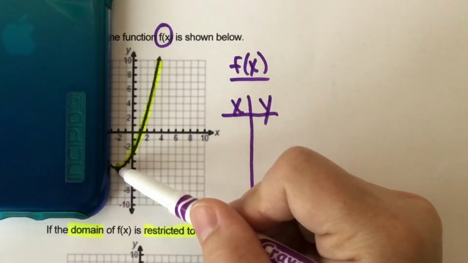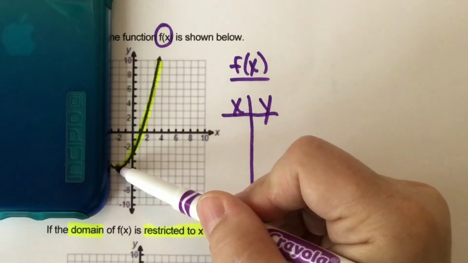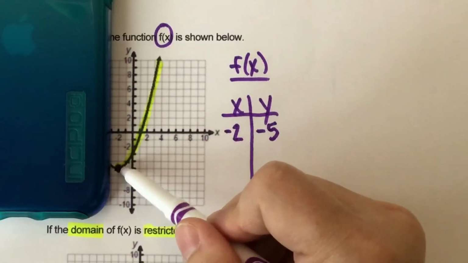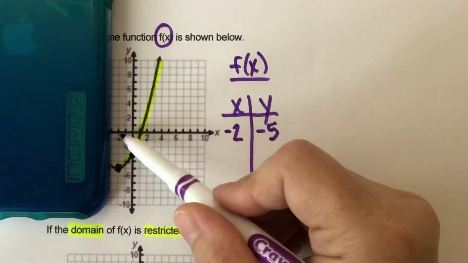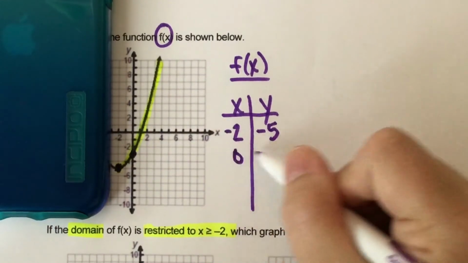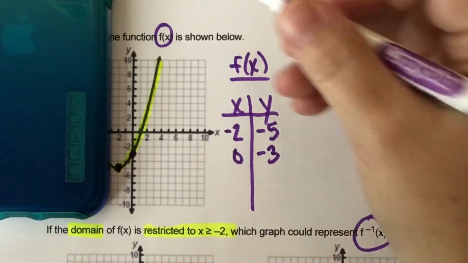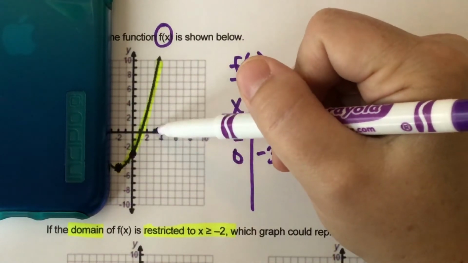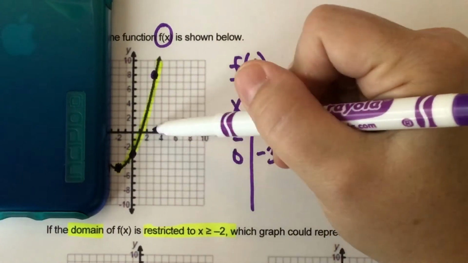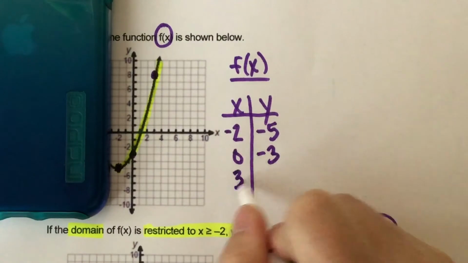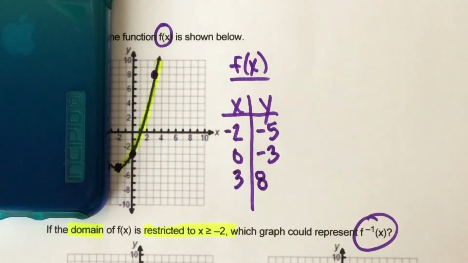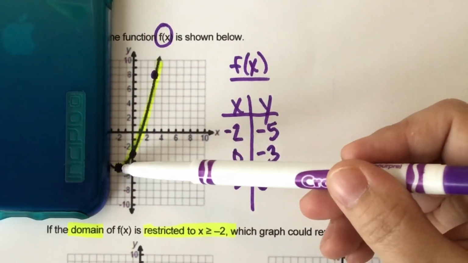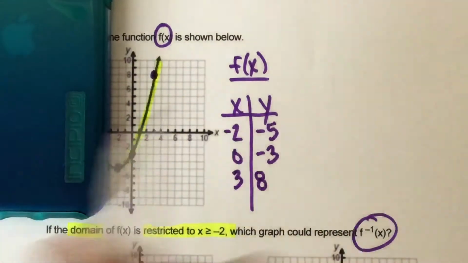So this point right here, we're left 2 and down 5. So that's the point negative 2, negative 5. And I'm just going to look for some points that look nice. This point looks nice. We're not right or left, so our x is 0, but we're down 3. So 0, negative 3. And let's just do what looks like another one. Maybe this one. So this looks like we're right 3 and up 8. So that would be 3, 8. Okay, so that is a table for this picture, but only when I'm looking where x is negative 2 and greater.